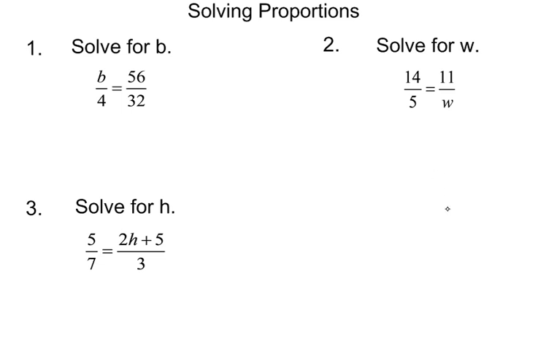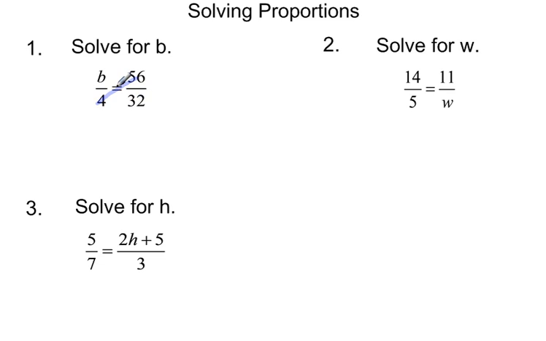Okay, let's take a quick look at solving proportions. A proportion is a statement of two equal ratios, which we see here in all of these problems. It is done through cross multiplication, which means we're going to cross multiply numerators with denominators. So pretty straightforward when we do that.